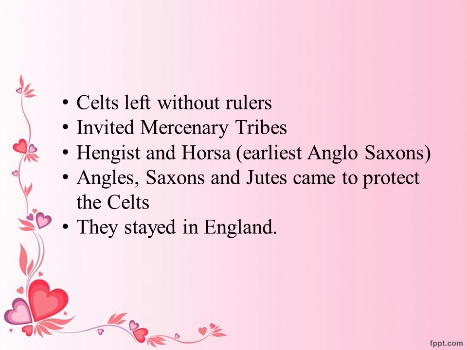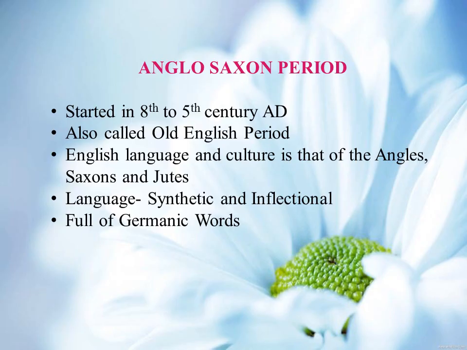Angles, Saxons and Jutes, that is the three tribes, came to protect the Celts. They understood the beauty of the island and began to settle down. And they stayed in England. Okay. Then that marked the period of Anglo-Saxon, that is the Anglo-Saxon period. Okay. The Anglo-Saxon period started in the 5th century AD, and this period is the Old English period. The English language and culture of English is that of the Angles, Saxons and Jutes respectively.